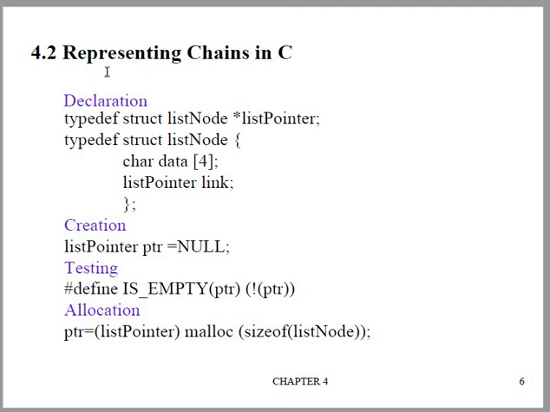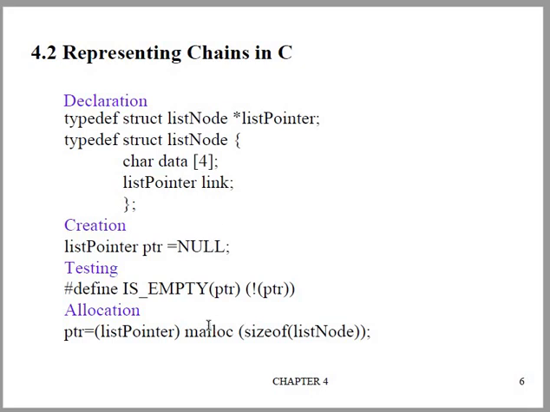So next is representing chains in C. How can we represent the chains here? The node will have the data and the link. Each and every node will have two fields: the first one is the data field, the second one is the link field. The link will point to the next node. Here we should create a new node and initialize it to null.